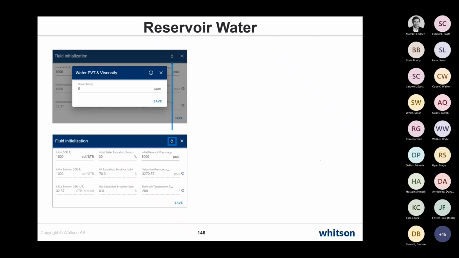The reservoir water, if you want to change that in the software, in the fluid initialization box, you can click this little droplet symbol, and you can change the water salinity from being 0 to whatever is relevant for your reservoir. Water is a little bit less complicated to model, but there's a couple of things from a PVT perspective that you should be aware of.